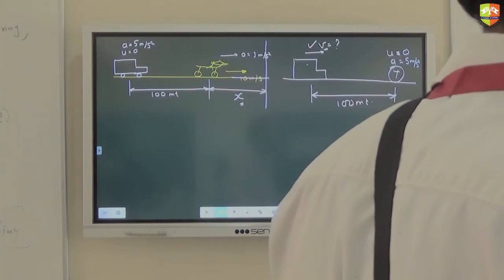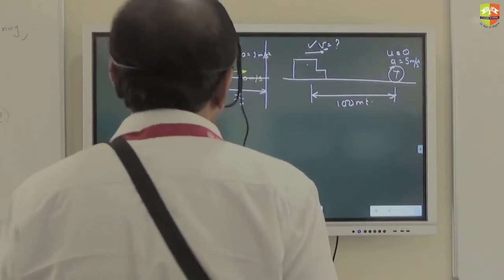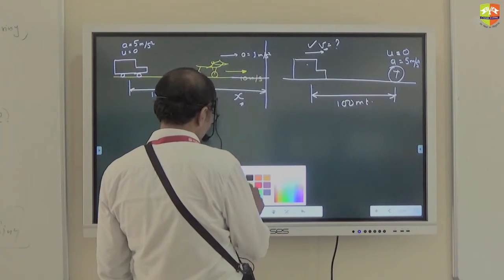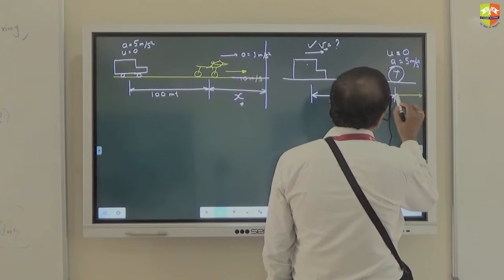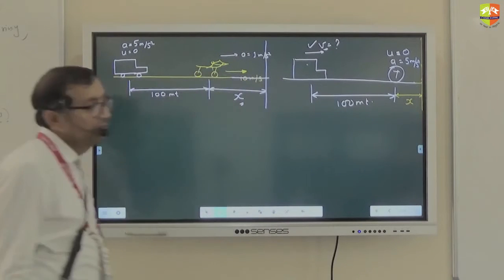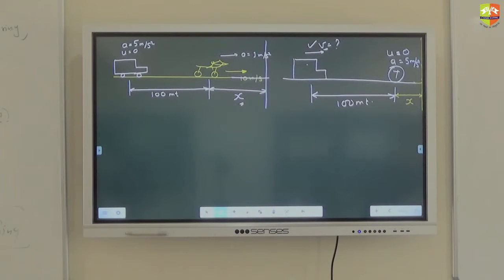X is not given. Okay, suppose X. Suppose X is a distance where thief will meet the police. Okay. What is the answer?